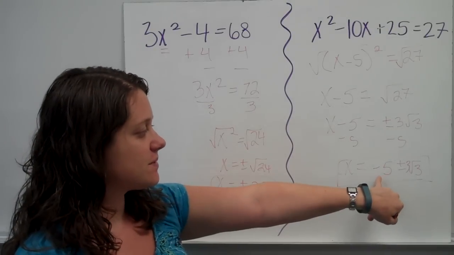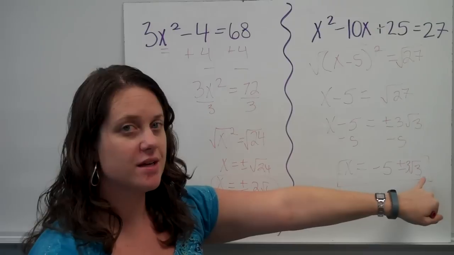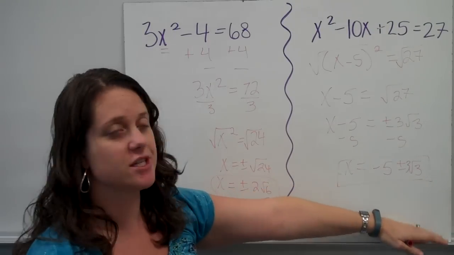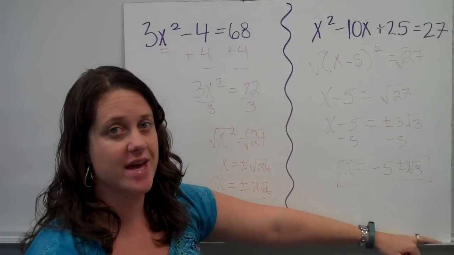So one of the x-intercepts is going to be negative 5 plus 3 root 3, and the other one is going to be negative 5 minus 3 root 3, which again, if I plugged it into a calculator, I could get an approximate place where that would fall on the x-axis.